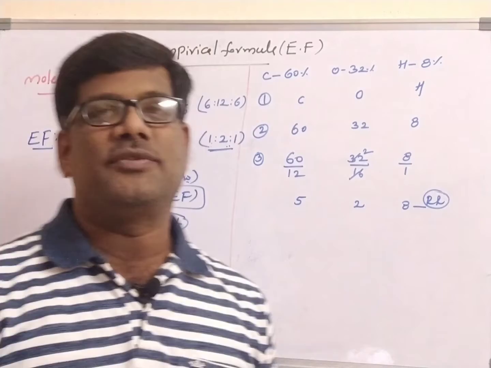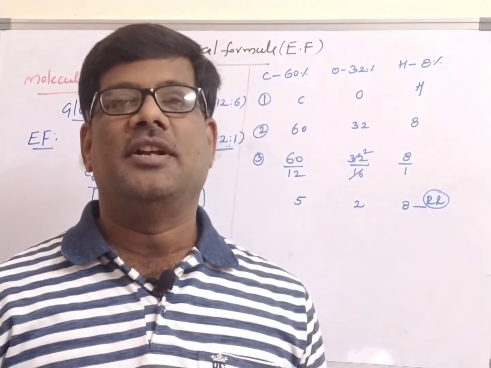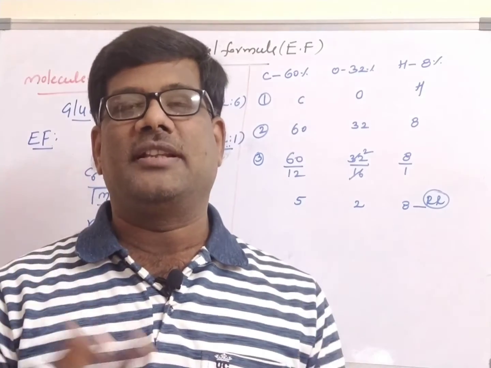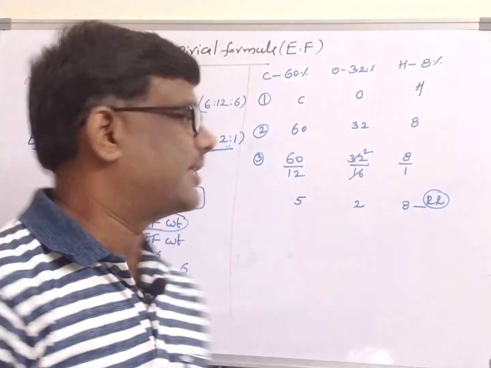Whatever you are getting, 5, 2, 8, are called the relative ratio. How are you getting the relative ratio? Take the percentage composition, divide with its atomic weight, and immediately you will get the numbers. Those are called the relative ratio.